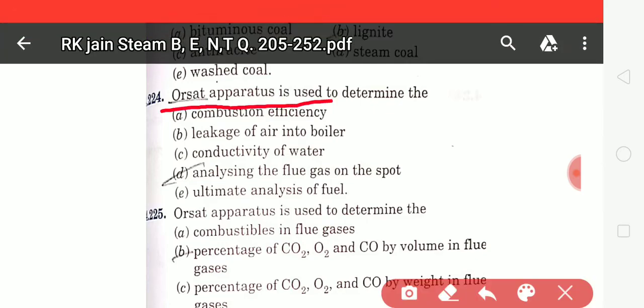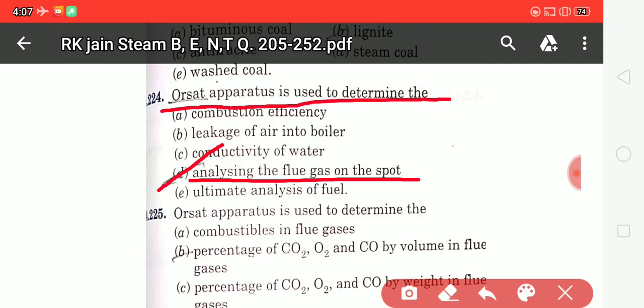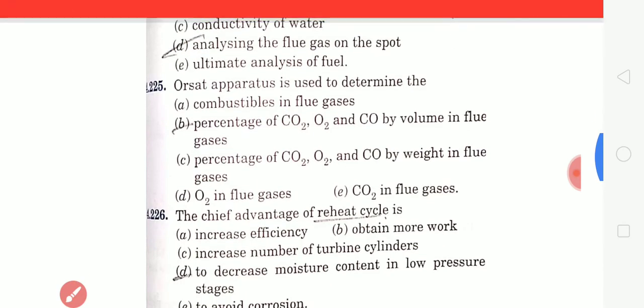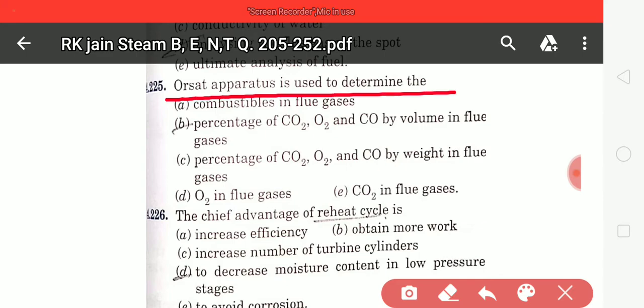Orsat apparatus is used for analyzing the flue gas on the spot. Next, Orsat apparatus is used to determine the percentage of carbon dioxide, oxygen and carbon monoxide by volume in flue gases.